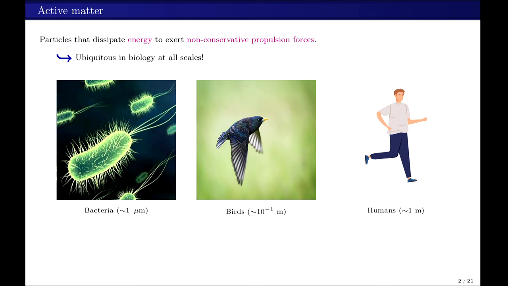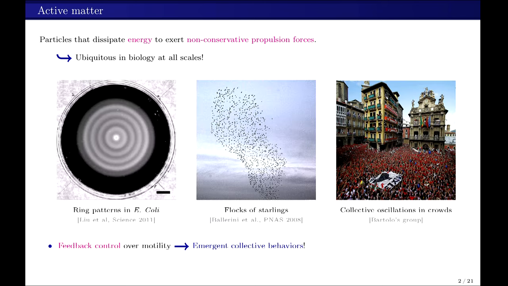If you go to the animal scale, birds are a good example of an active system because they use the energy to move their wings. And we are active particles in a way because we walk. So that's another way in which we can be defined as active particles. And what I'm particularly interested in is the emergence of collective phenomena in active systems.